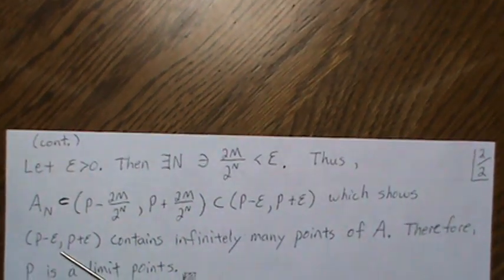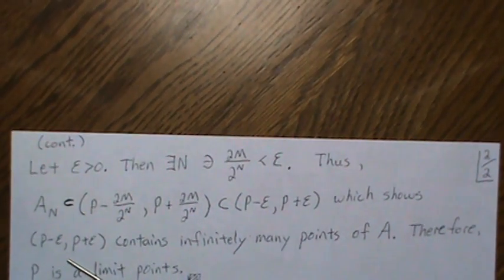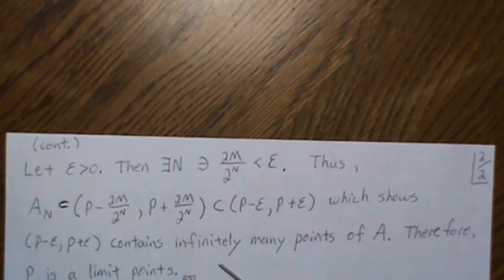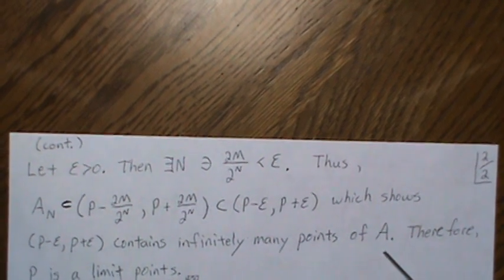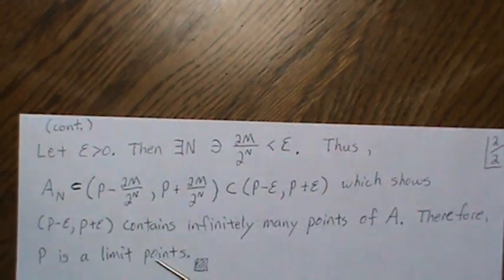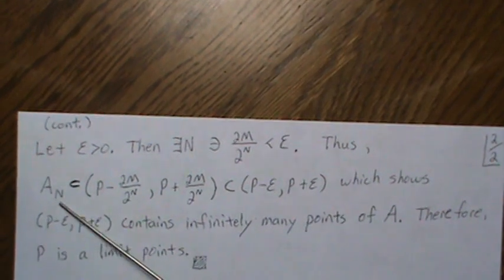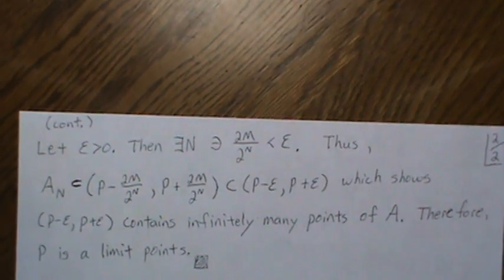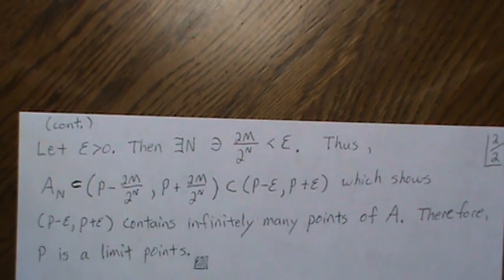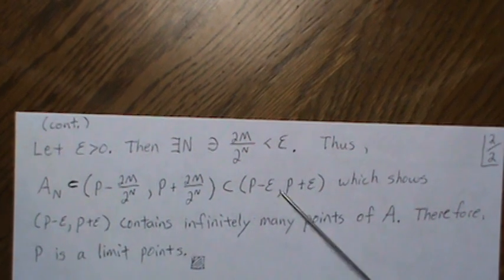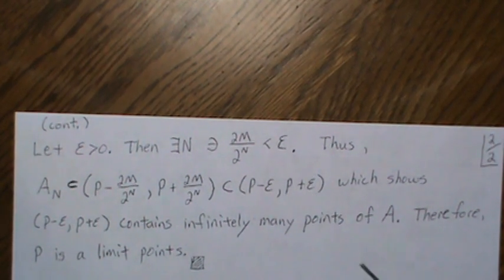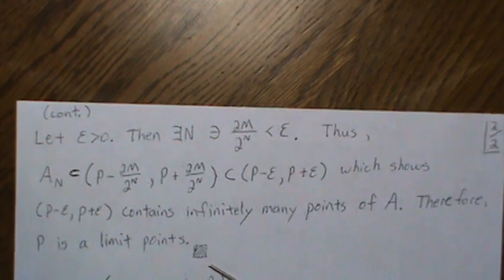Which shows that this interval, p minus epsilon to p plus epsilon, contains infinitely many points of A. So therefore, p is a limit point. Remember, each subinterval had an infinite number of points. So this has an infinite number of points, and it is contained in this interval. So therefore, by definition, it's a limit point.